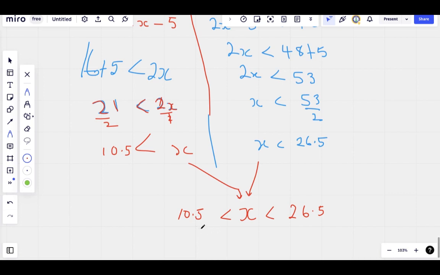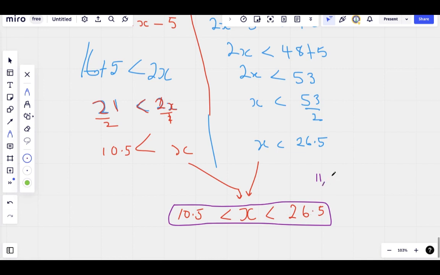Is 11 a prime number? Yes, 11 is a prime number. Prime numbers are those numbers that can only be divided by itself and 1, without a remainder. They want us to list all the prime numbers. After solving this, you have to list the prime numbers within this range, between 10.5 and 26.5.